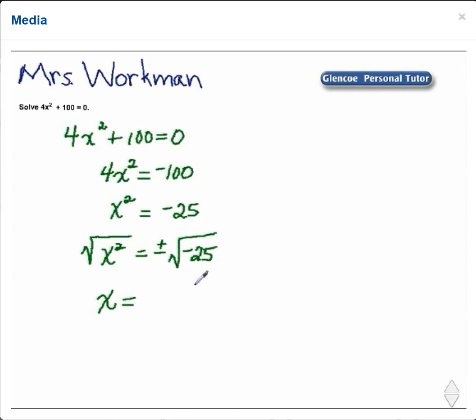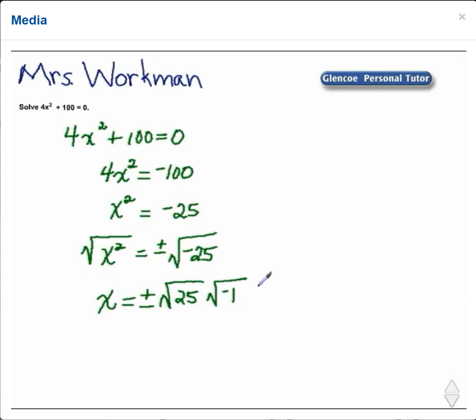On the right-hand side, we have a bit of a problem. We know that the square root of a negative number is undefined. And so what we're going to do is use the square root property, and rewrite this as the square root of 25 times the square root of negative 1.